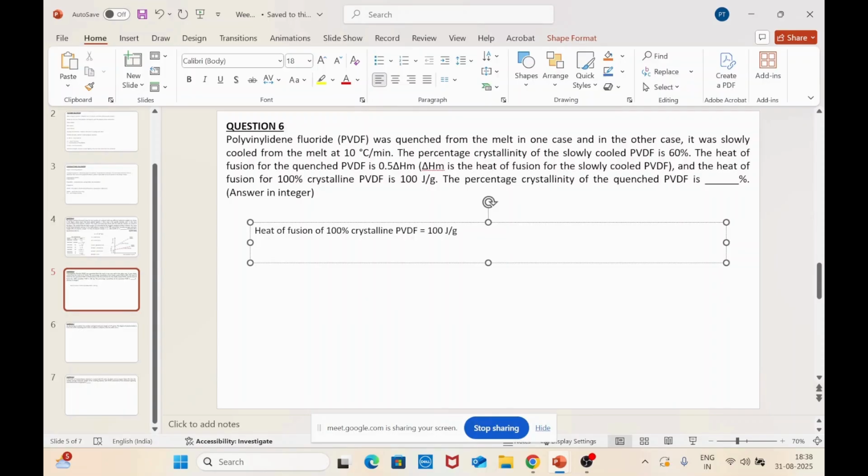Upon slowly cooling the PVDF, the crystallinity percentage that is obtained is only 60%. Slow cooling of PVDF resulted in only 60% crystallinity.